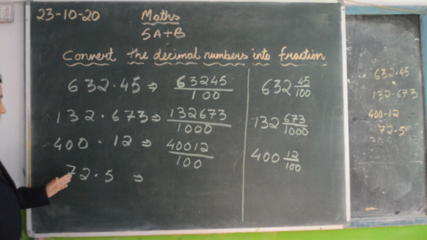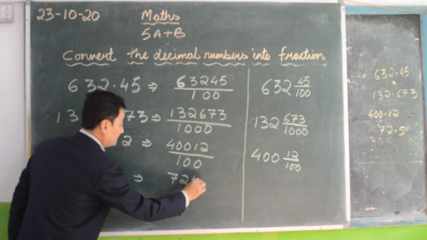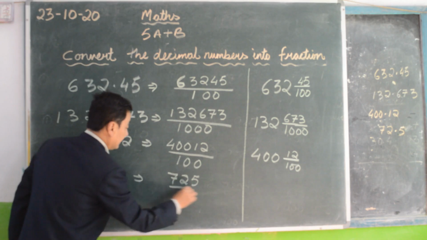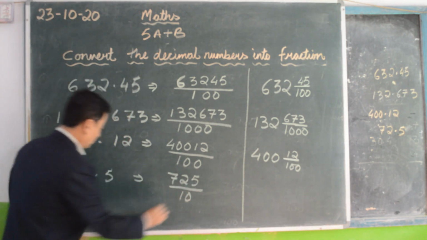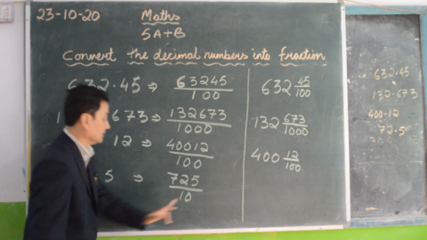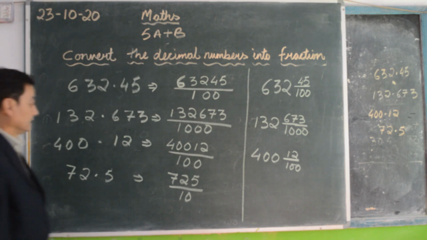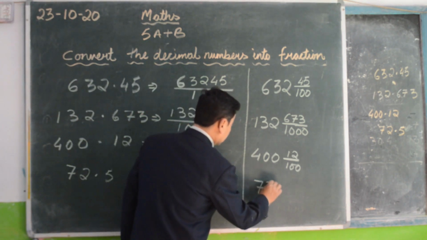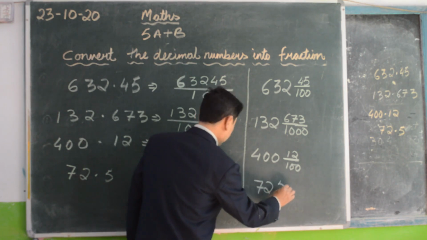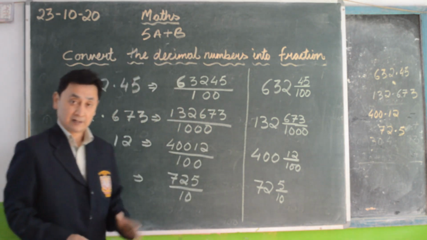Now let's look at this. 72.5. So when we convert into a fraction, 7, 2, 5. This will be an improper fraction. What is the place value? 5 tenths. 5 tenths. Or 1, 0. Now let's convert that into a mixed number. So the number that is before the decimal point, 72, and 5 tenths.